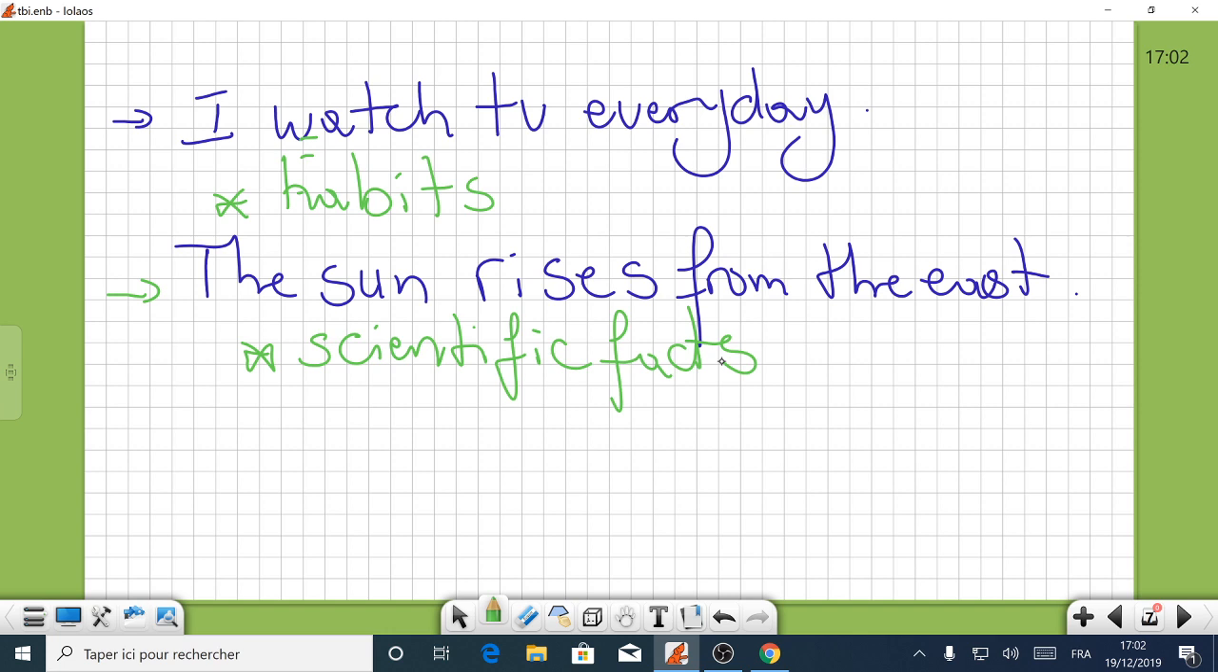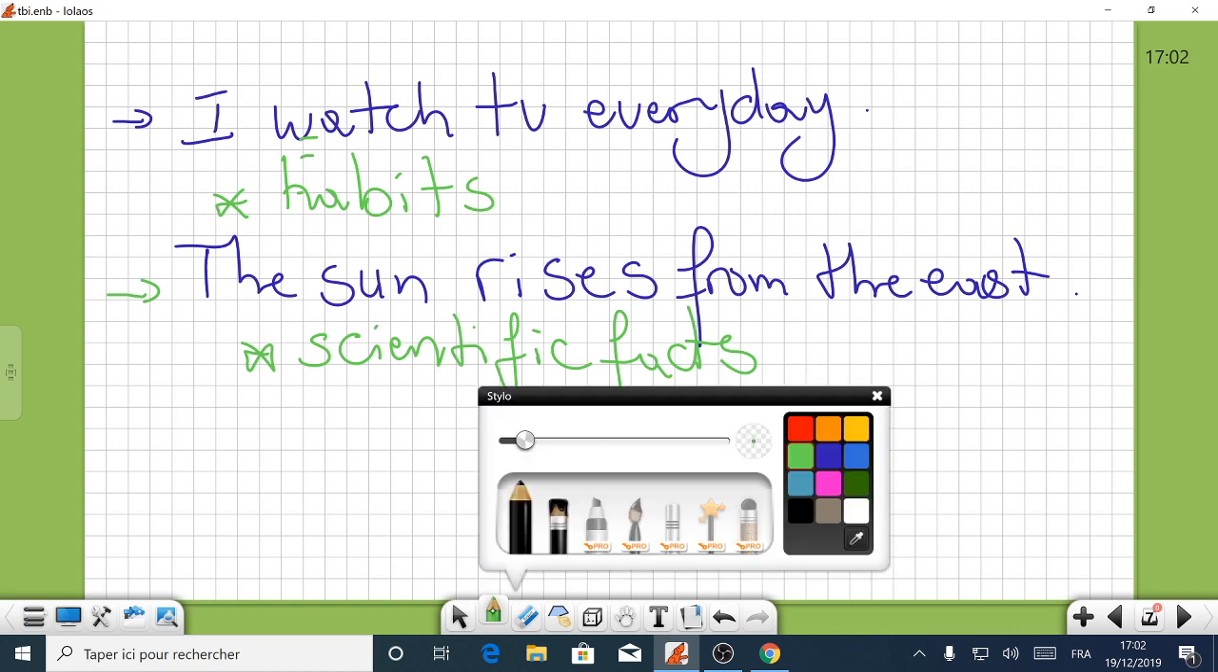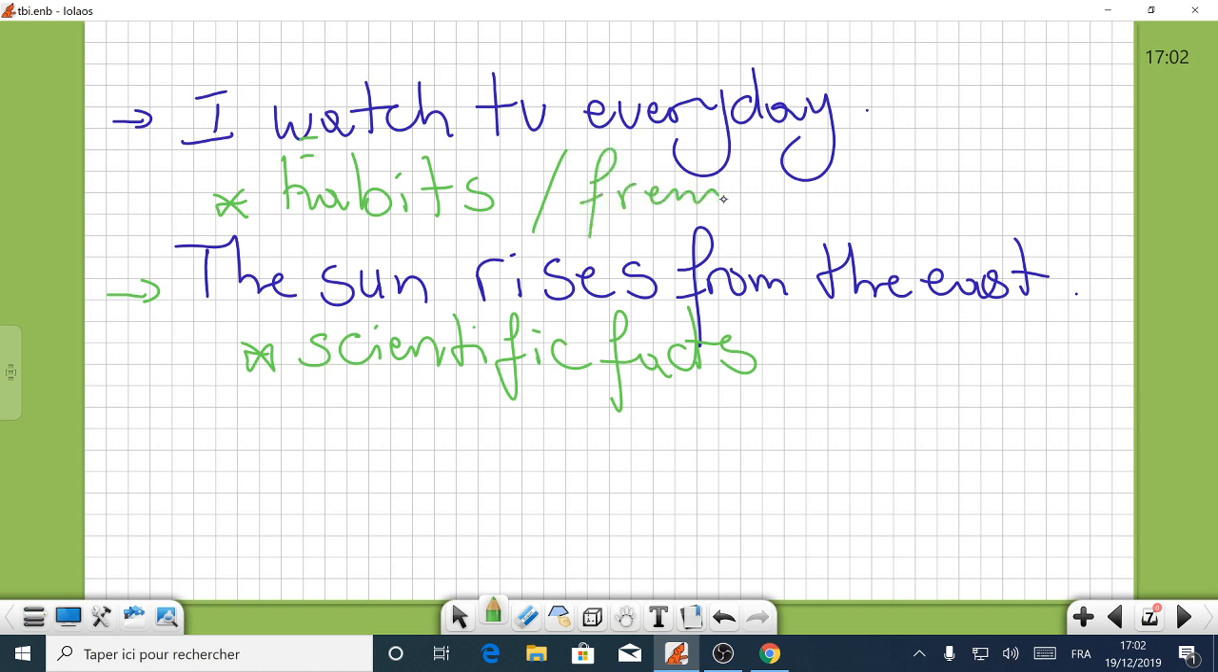When we have facts, we use the present simple, like, for example, the water boils at 100 degrees. So this is again a scientific fact. That's why we use the present simple. And of course, it has the same rule, which is repetition and frequency over a long time. It is correct in the past, in the present, and in the future. So I watch TV every day. This is habit and frequency. When we say frequency, it's something which is repeated.